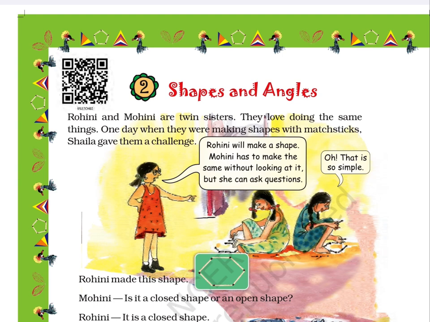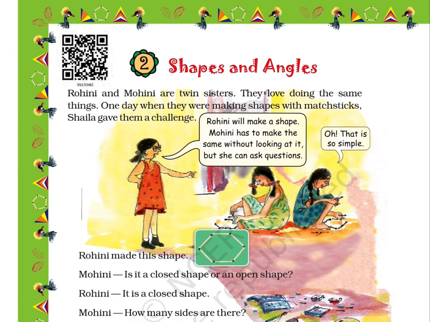Rohini and Mohini are twin sisters. They love doing the same things. One day, when they were making shapes with matchsticks, Shela gave them a challenge. There is a picture of the three girls, Rohini, Mohini and Shela. Rohini and Mohini are busy doing something, and Shela is giving them a challenge by saying, Rohini will make a shape. Mohini has to make the same without looking at it, but she can ask questions.